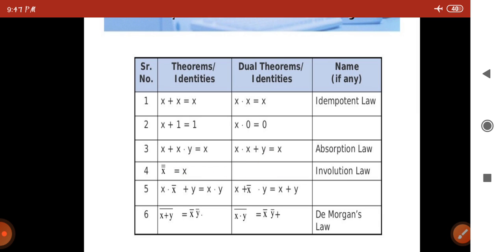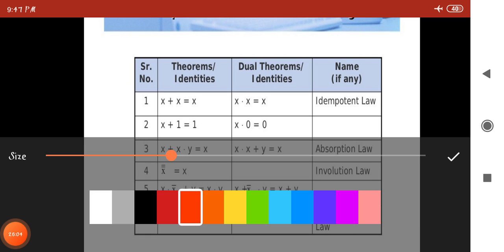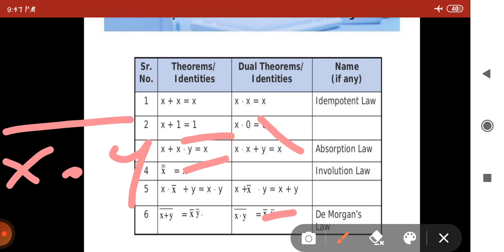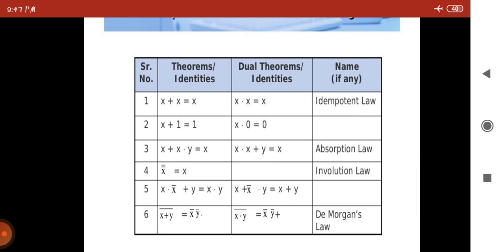X plus y whole bar equals x bar into y bar. This is De Morgan's law. There are two laws. X plus x bar equals x bar into y bar. X plus x into y bar equals x. This equation is wrong here. X into y whole bar equals x bar plus y bar. This is De Morgan's law. We have to discuss De Morgan's laws separately.